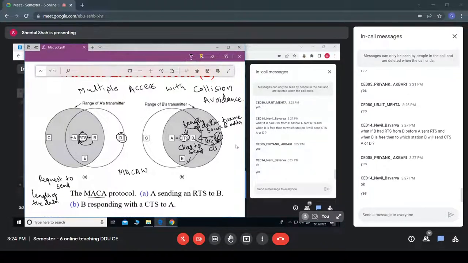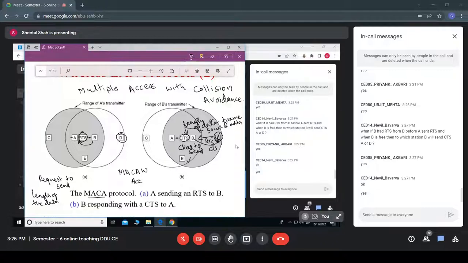Okay. In this, apart from RTS and CTS, after the data frame is received by host B, it needs to send an acknowledgement signal. Earlier, they hadn't introduced the acknowledgement, but now the acknowledgement frame has to be sent by station B to station A once it has received the data frame. Okay, that was the first modification which was done for this MACA.